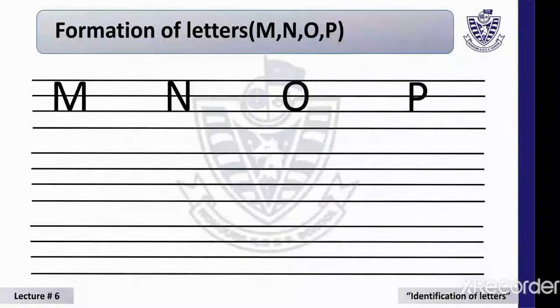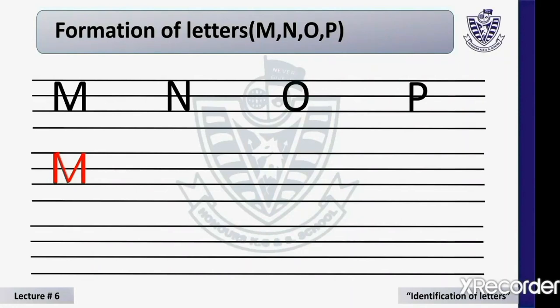Now turn to page number 42. Formation of letters M, N, O, P. Put your pencil on first line and make a straight line and stop it on third line. Again put your pencil on first line and make a slanting line and stop it on third line. Again put your pencil on third line and make a slanting line and stop it on first line. Put your pencil on first line, make a straight line and stop it on third line. It will become M.